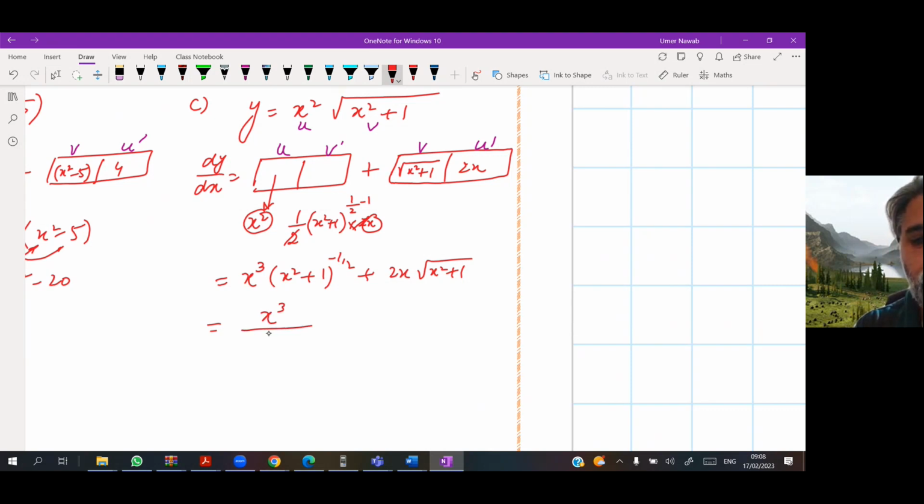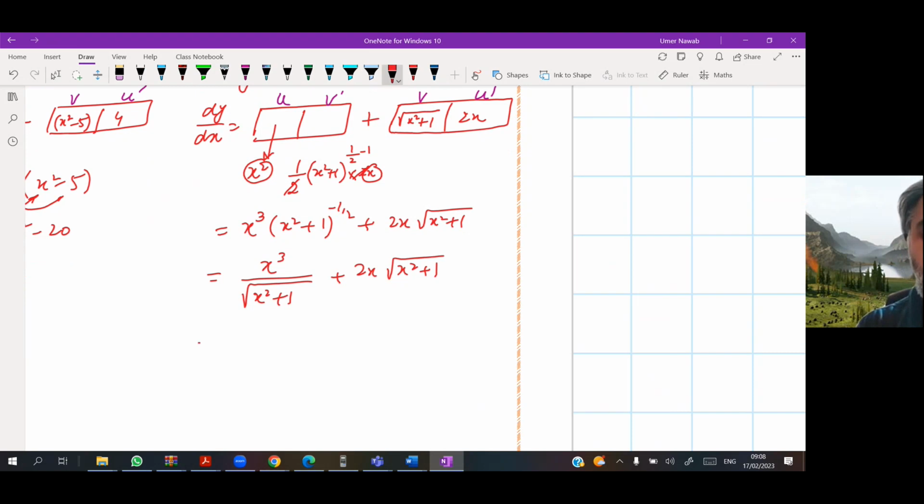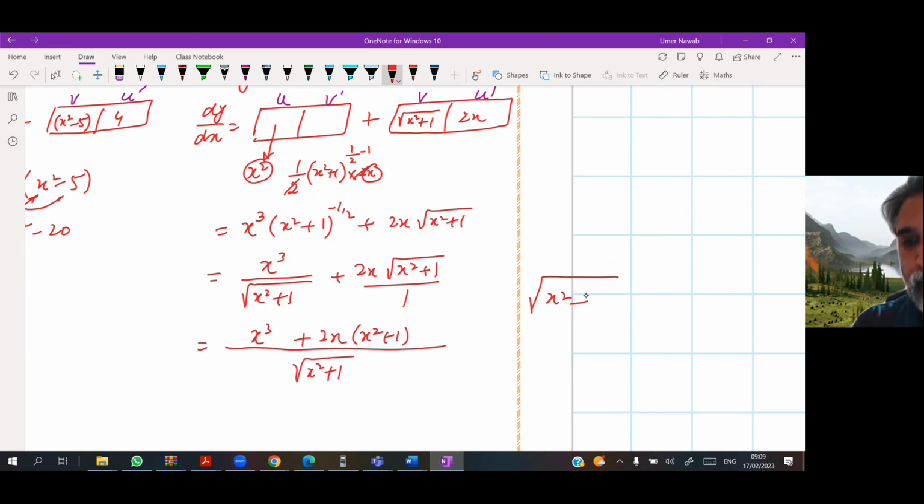But I will do it further. Bring it down. When you bring it down, its power becomes positive, and I am going to write them in radical form. You may stop here. If you want to write it as a single fraction, you can write x squared plus 1, because here we have 1. And this is x cubed multiplied with 1 plus 2x. When both of them multiply, it leaves you x squared plus 1, because square root of x squared plus 1 times square root of x squared plus 1 is just x squared plus 1.